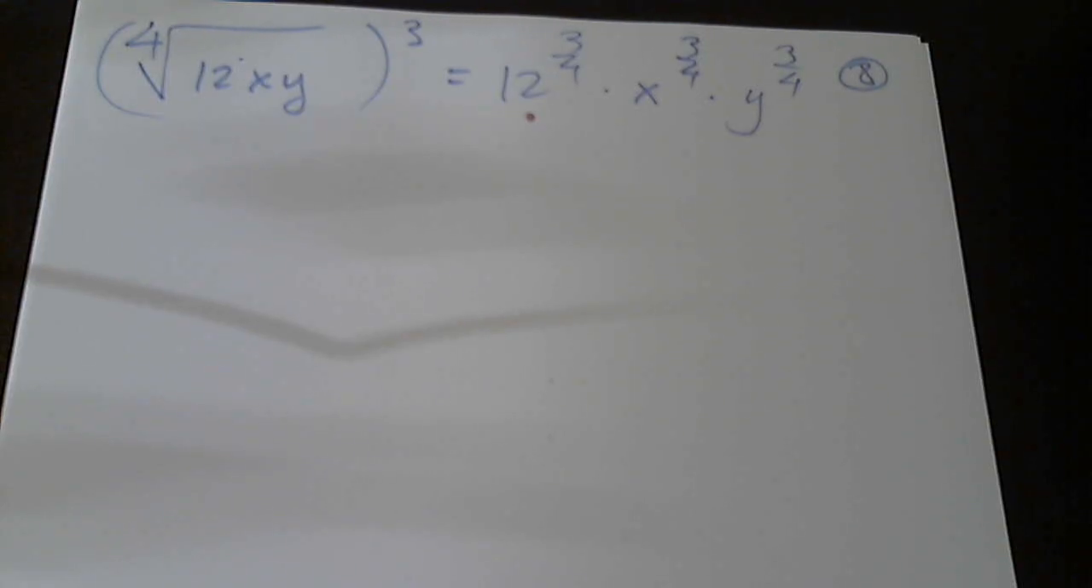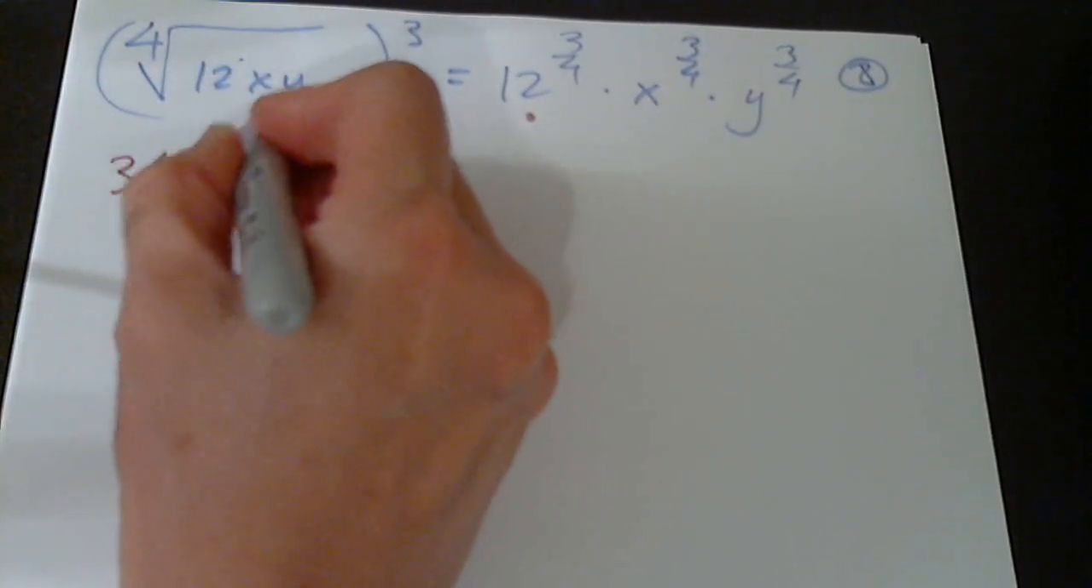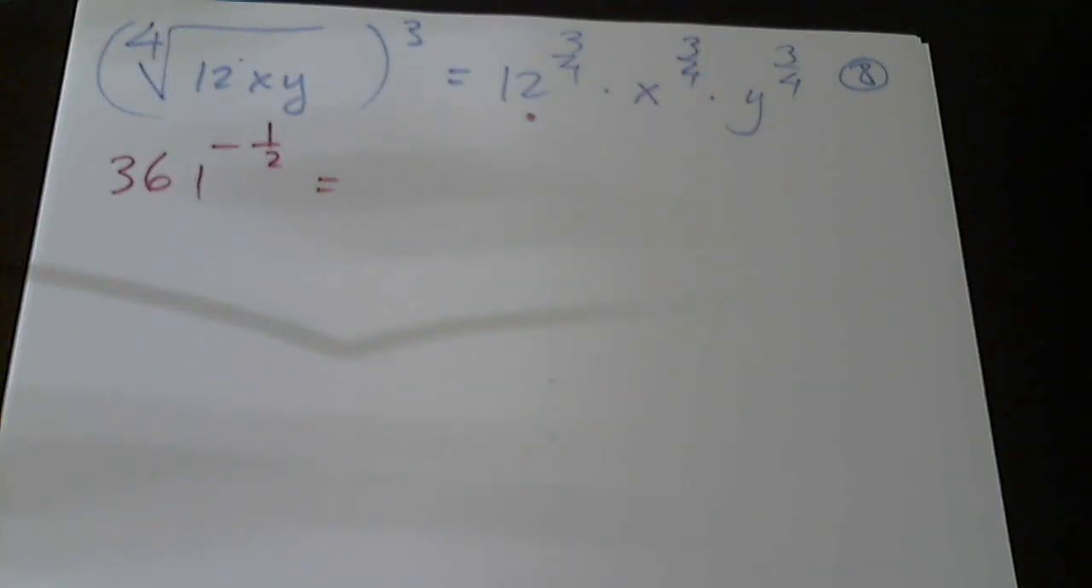We write the expression with rational exponents, the same thing. We write the following expression with a positive rational exponent. Yes, I like this one. So 361 to power negative 1/2. We need to review this.